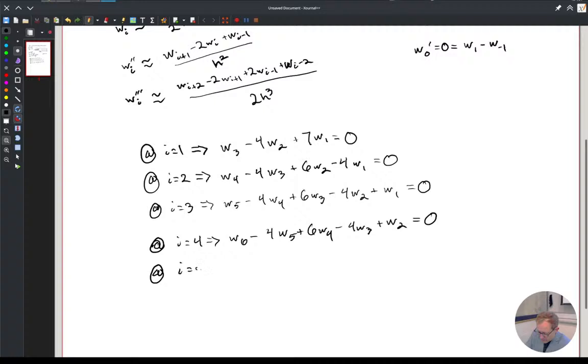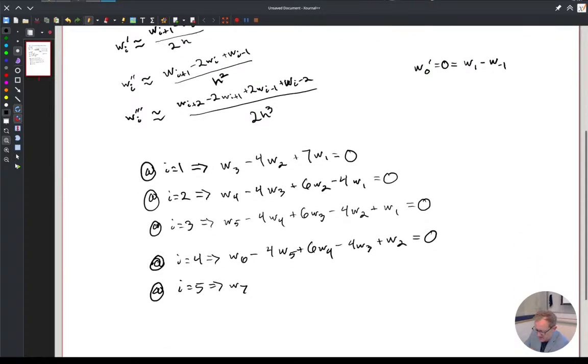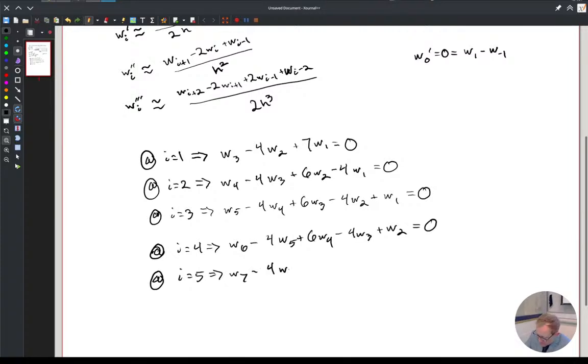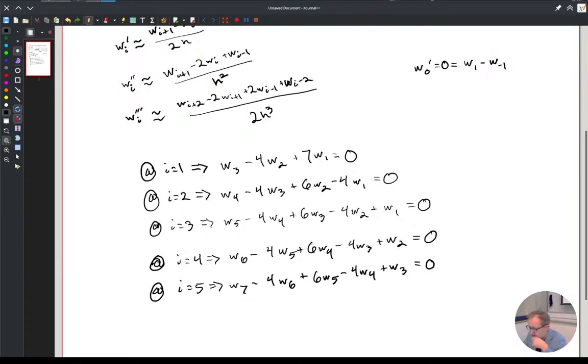So then I equals 5. We have w7. And w7 is a made up value, I'm going to put it as a circle here. It's a made up value that is going to depend on boundary conditions at w6. So we're going to have to figure out what w7 is based on boundary conditions at w6. We'll come back to that in a second. Minus 4w6 plus 6w5 minus 4w4 plus w3. It's all equal to 0. So let's figure out how we find that w7 term.